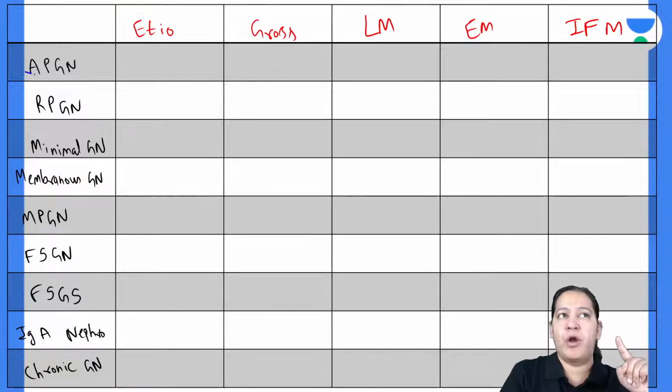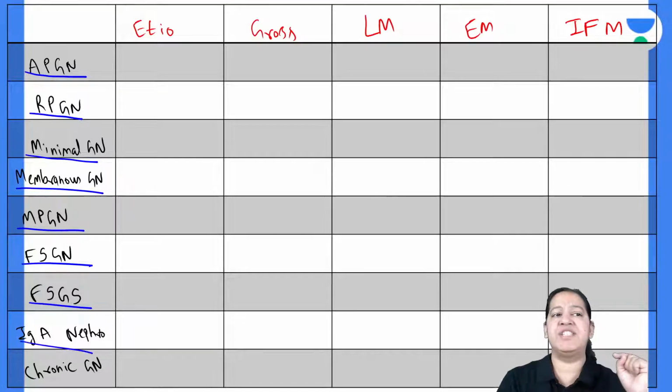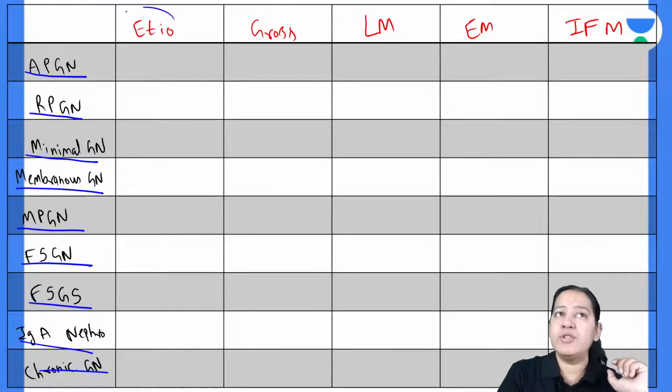It is acute proliferative glomerulonephritis, rapidly progressive glomerulonephritis, minimal change glomerulonephritis, membranous glomerulonephritis, membranoproliferative glomerulonephritis, focal segmental glomerulonephritis, glomerulosclerosis, IgA nephropathy, and chronic. In this sequence only, I am going to teach you. In each of them, I'm going to teach you etiology.